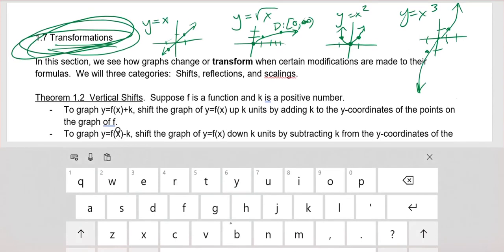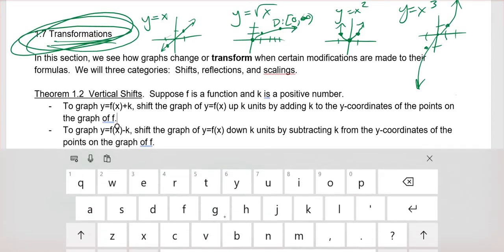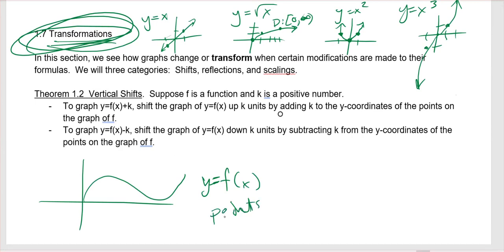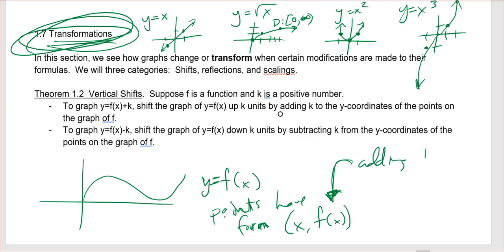Points have the form x comma f of x, right? So when we add something to just f of x, we're adding to the y coordinate, right? Adding to f of x is adding to the y coordinate of ordered pairs.